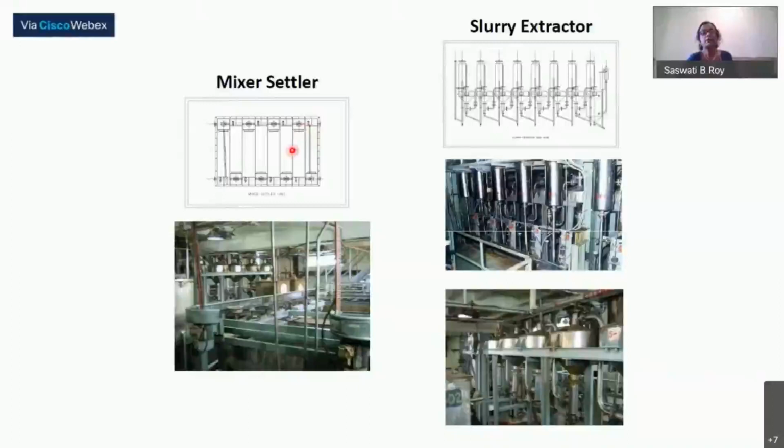As we said, mixer settlers have good efficiencies, near your theoretical stages. So generally, you can consider the stage efficiencies as nearly 80%, and accordingly you can design your equipment. And this is your slurry extractor. I said this also is in line with mixer settlers. Similar stage contactors. This part here is the mixer.